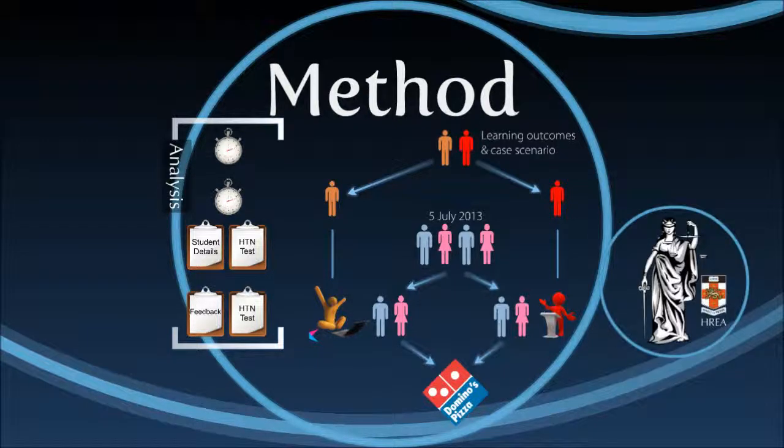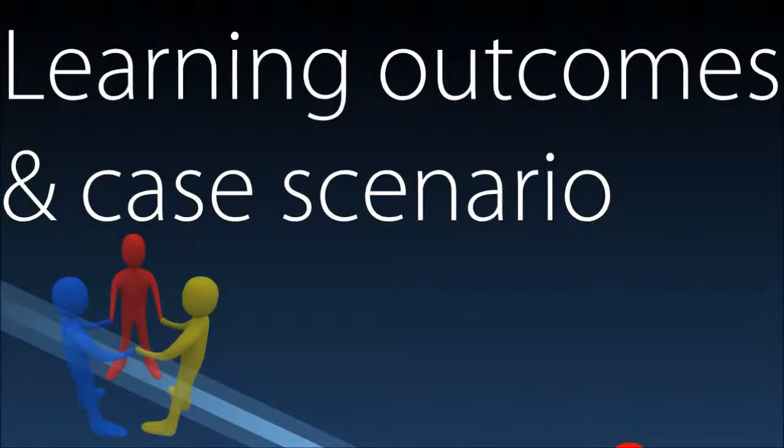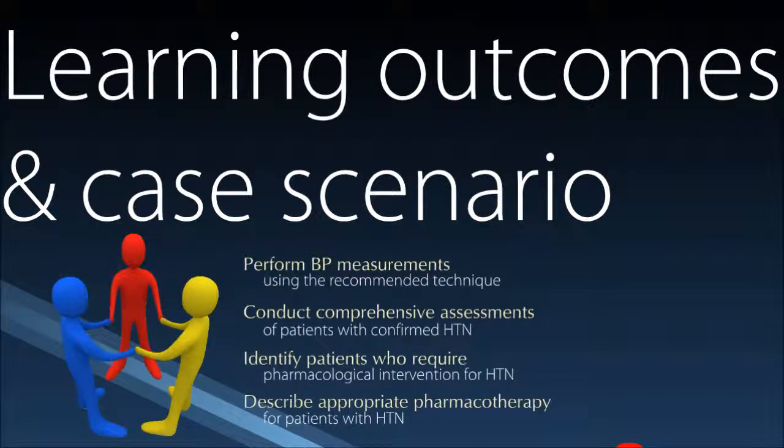This study received ethics approval from the University of New South Wales Human Research Ethics Advisory Panel. The hypertension learning outcomes and case scenarios were developed in consultation with another GP academic at the school. There were 4 final learning outcomes: perform BP measurements properly, conduct comprehensive assessments in hypertensive patients, identify patients who should be commenced on drugs, and describe appropriate pharmacotherapy.